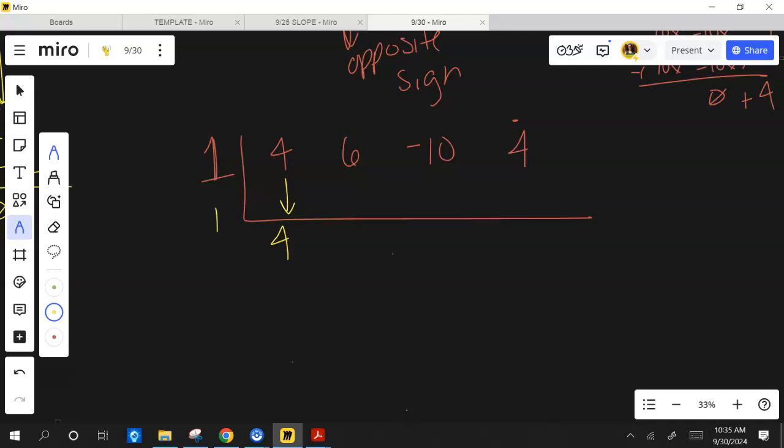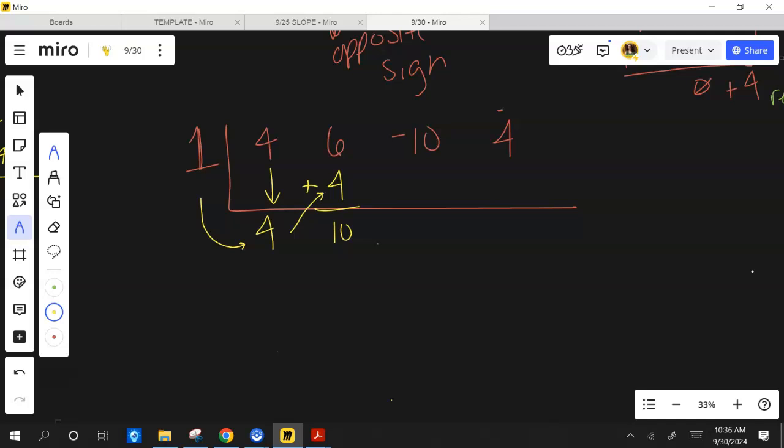Drop. Multiply. What do you get? It goes up here and you add. What's 6 plus 4? And the pattern repeats. Drop, multiply, add. Multiply, add. Multiply, add. Multiply, add. It's constant, okay? So drop, multiply, add. Multiply, add. Multiply, add, yeah.